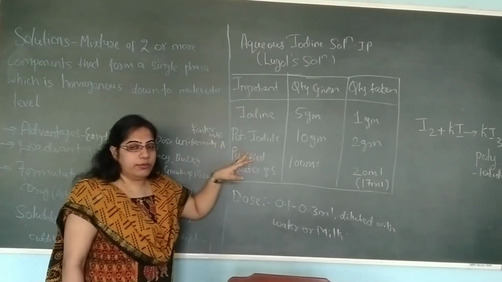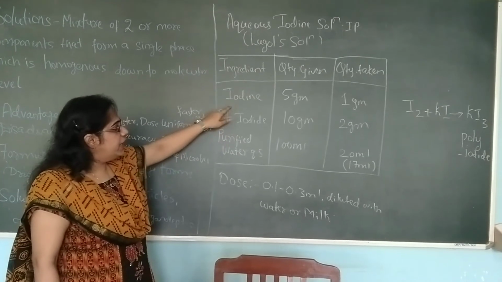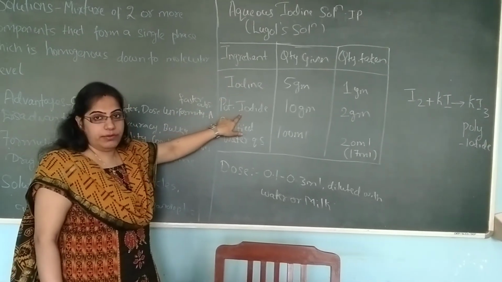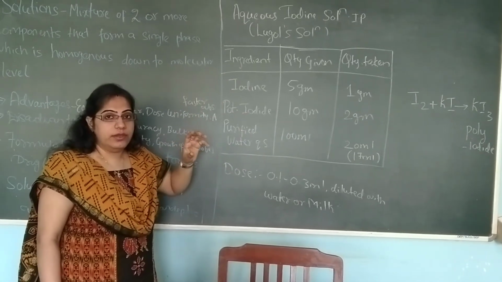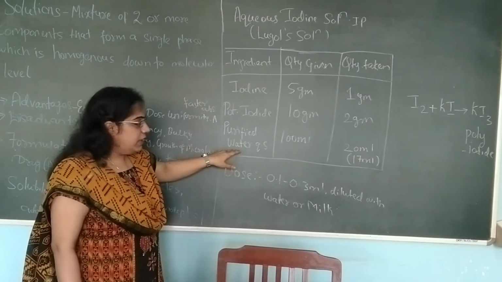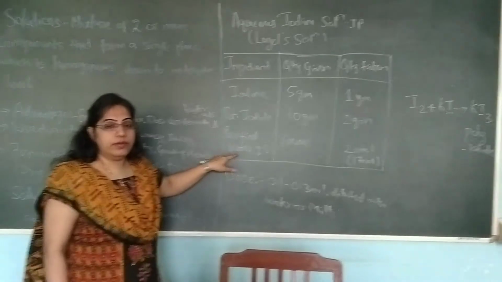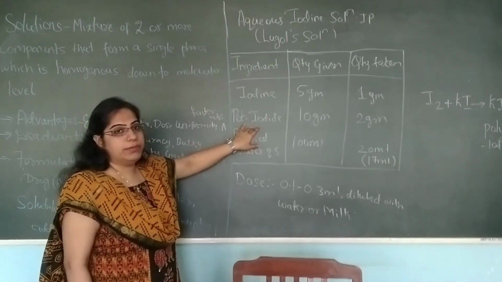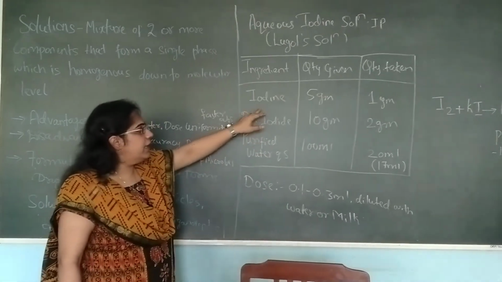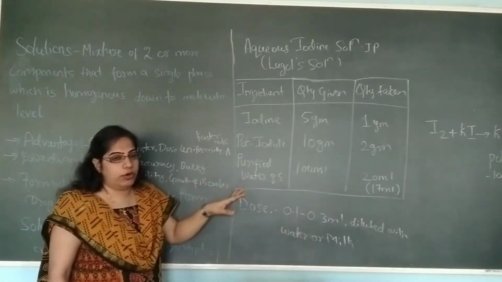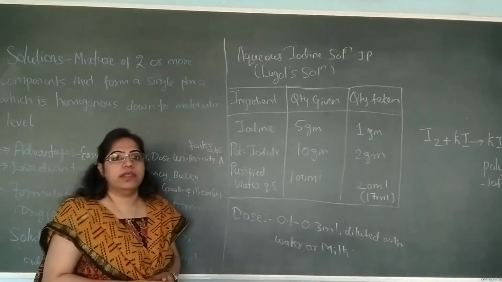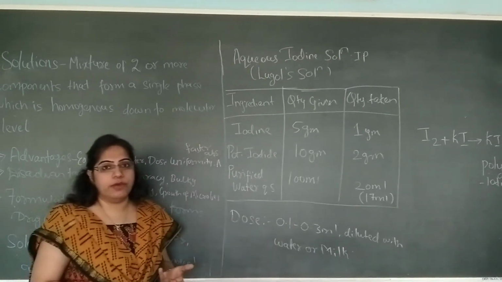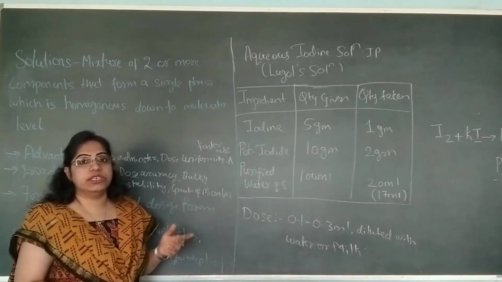Now, how are we going to make this preparation? First, we have to take the required amount of iodine and potassium iodide. In a small beaker, we add the required amount of water and dissolve it. Now, why are we adding potassium iodide here? Why can't we take iodine directly and dissolve it in water? The reason being iodine is not much soluble in water. So to enhance the solubility of iodine, we are adding potassium iodide.